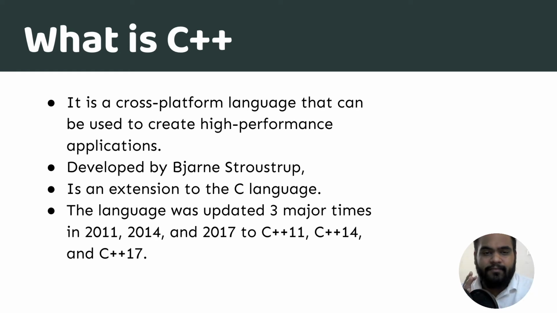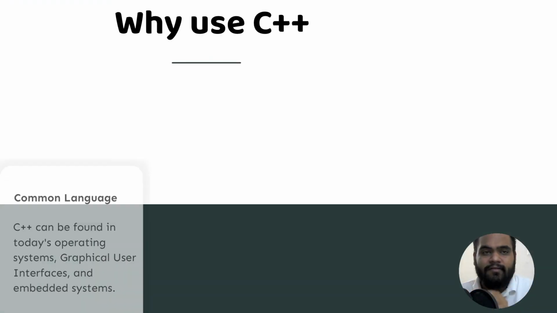It was developed by Bjarne Stroustrup. It's an extension to the C language. Initially the C language was founded, and this is an extension to that, just an additional step which has been moved forward. There have been three major updates to this language, in 2011, 2014 and 2017. Right now what we are using is C++17, also known as C++ 2017. That covers the basic idea of what C++ is and how many version updates have taken place till now.